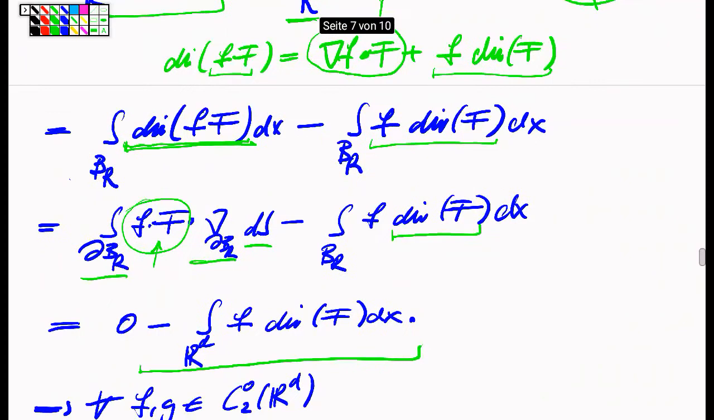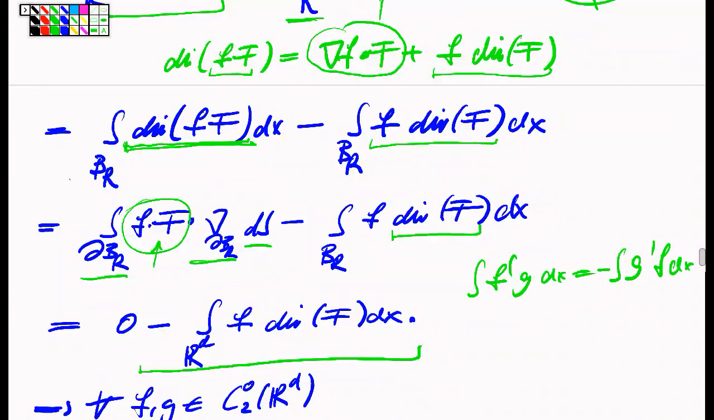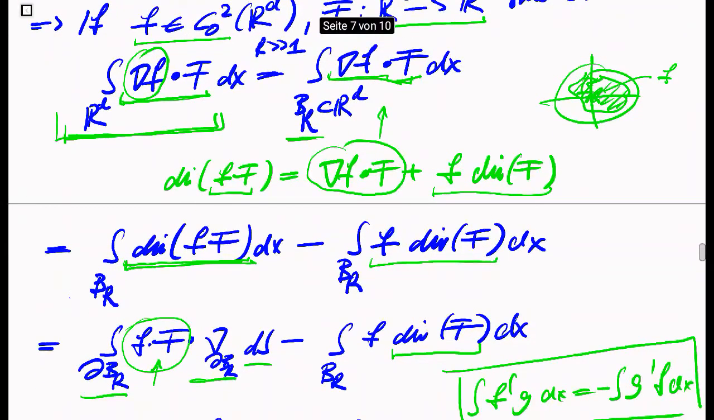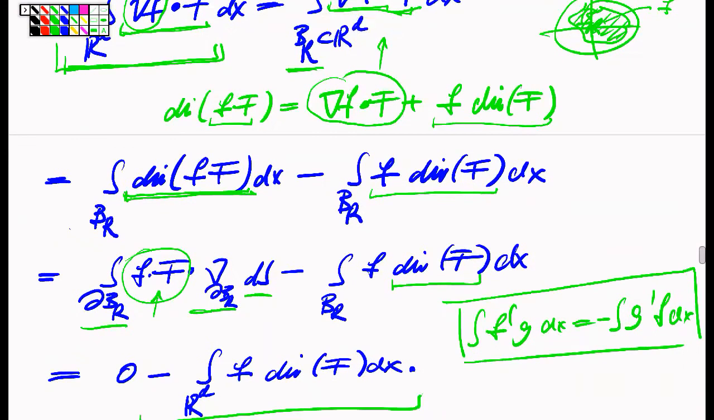That is exactly the same thing that you learned in your high school years when you want to evaluate an integral f prime g dx. This is, modulo boundary terms, which here do not play a role, the same as minus g prime f dx. That's the one-dimensional formula which you know from your high school times. And this formula that we have here is the corresponding formula in higher dimension, and it is called integration by parts.